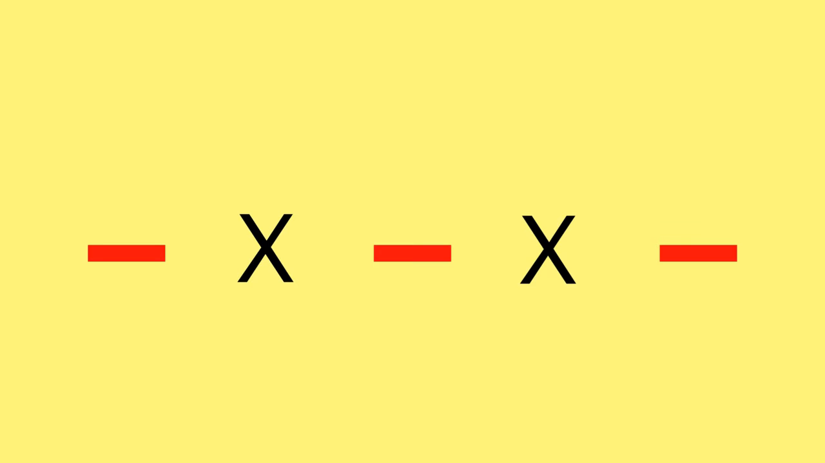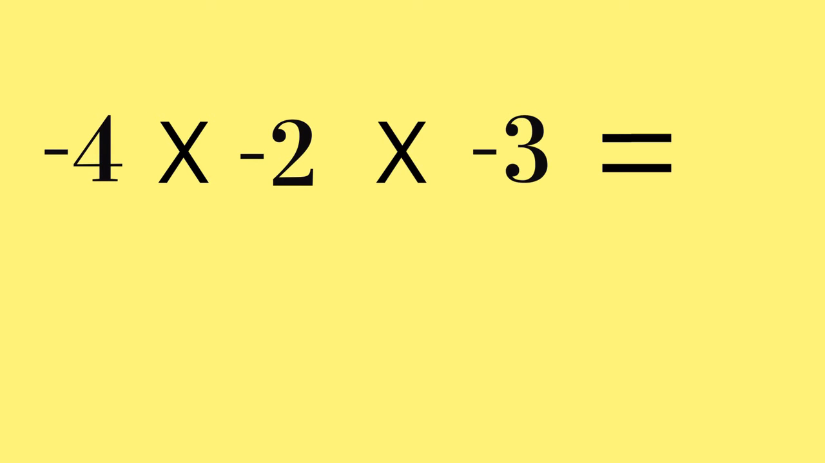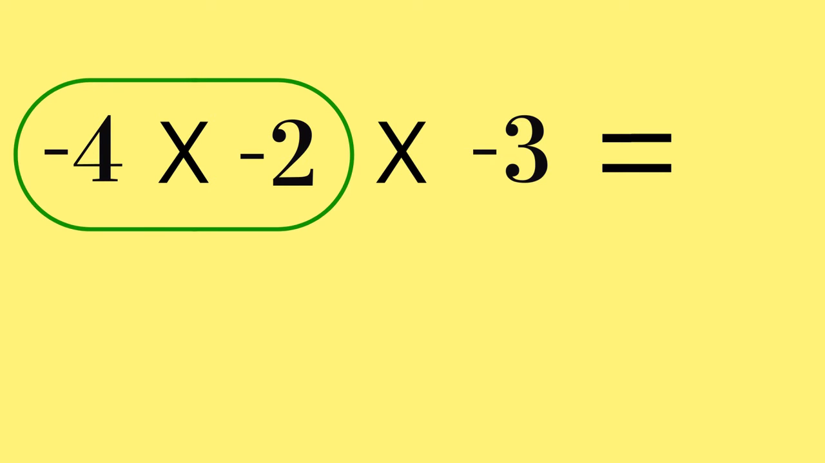When multiplying three numbers together, it is easiest to think through the questions in stages. Let's look at negative 4 multiplied by negative 2 multiplied by negative 3. We can break this question down into two stages. Firstly, let's take negative 4 multiplied by negative 2. As both of these numbers are negative, we know the answer will be positive, and 4 multiplied by 2 is 8, so you get positive 8.